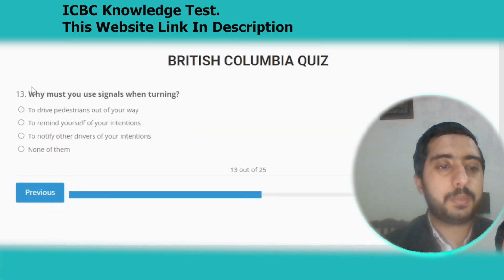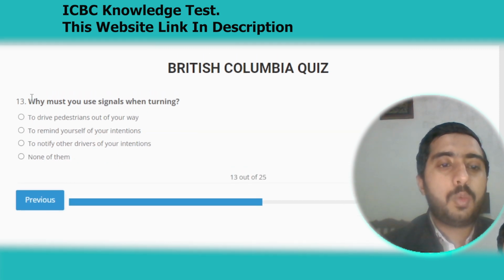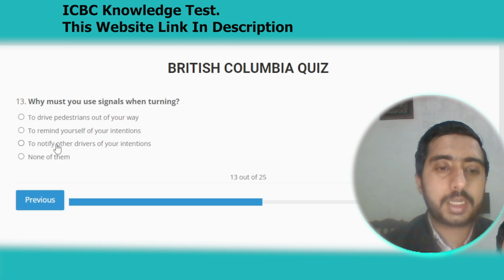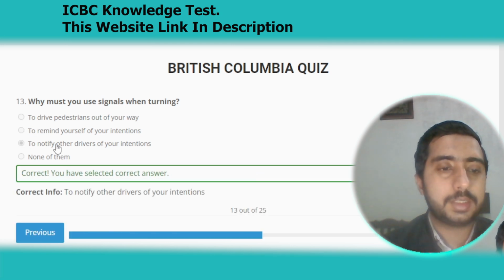Next question, question number 13. Why must you use signals when turning? The correct answer is you need to use signals to notify other drivers of your intentions.